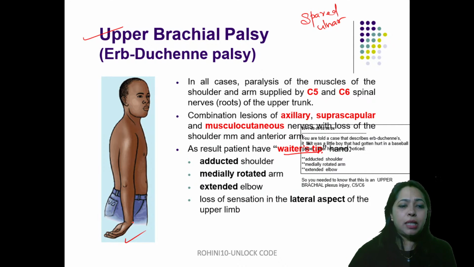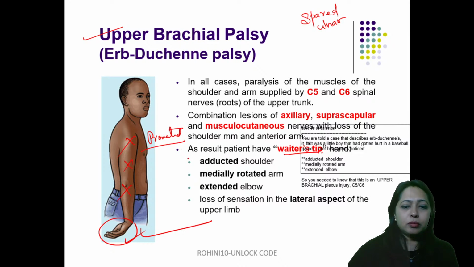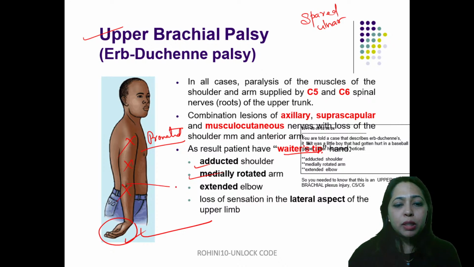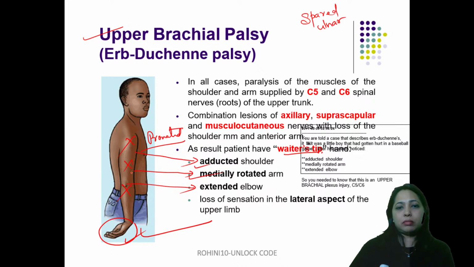So here you can see he can definitely move. All this is fine. But this is not fine. This is not fine. All this is not fine. You can see it is pronated. It is adducted, medially rotated, and also this is extended. And you can also see it is medially rotated and it is adducted, right?